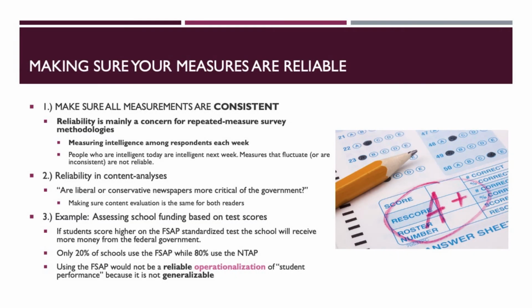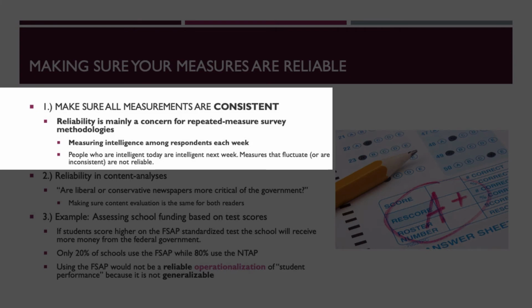So here's a few quick notes on what you can do to make sure that your measures are reliable. First, make sure that all the measurements are consistent. Now, reliability is mainly a concern for repeated measure survey methodologies. The one way that we determine that the measurements are in fact inconsistent is because we're comparing measurements at one point in time to another point in time. But they are nonetheless very critical concerns for the research process.